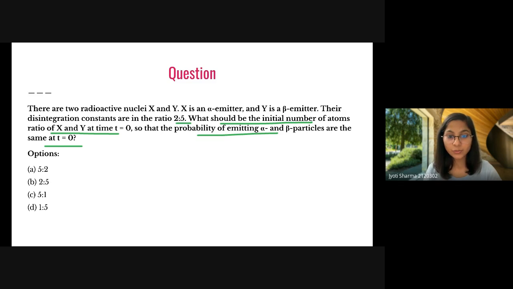So let me show you the answer for this. The answer will be 5:2. So this will be the inverse of whatever ratio we had. Initially we had the ratio 2:5, but this will give you the ratio 5:2. So let me show you how.